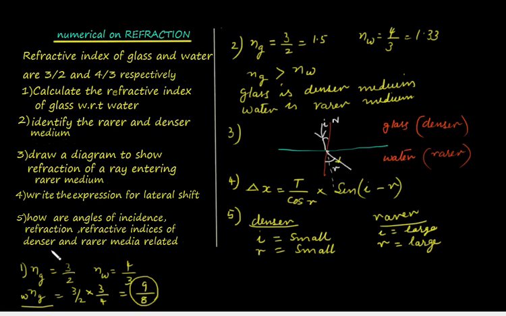What about refractive indices? The denser medium has greater refractive index than the rarer medium. nD stands for refractive index of denser medium and nR stands for refractive index of rarer medium. So for a denser medium, the angle of incidence and angle of refraction will be smaller when compared to the angle of incidence and angle of refraction for rarer medium.